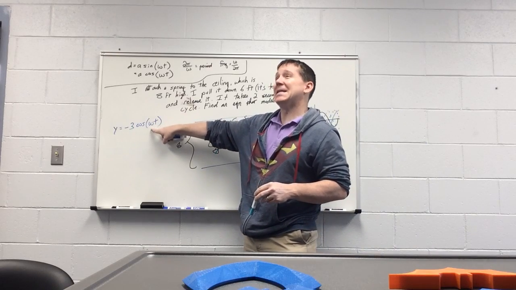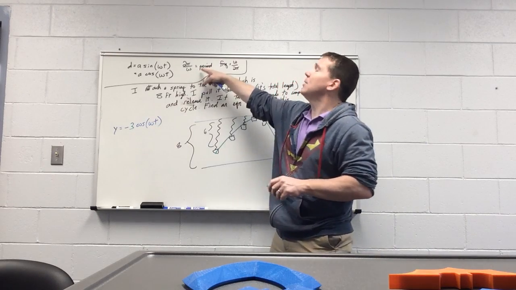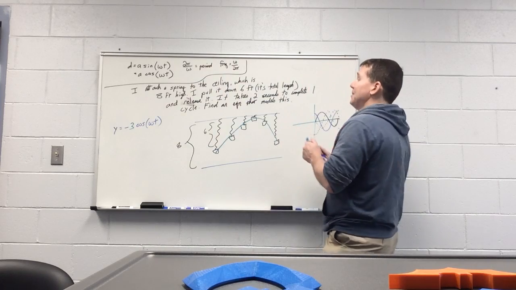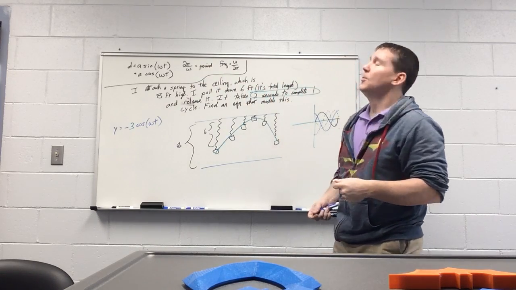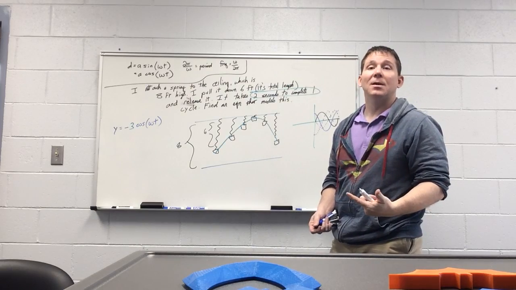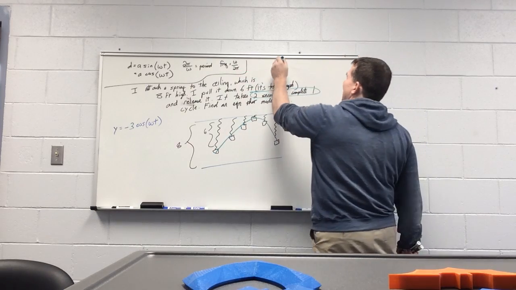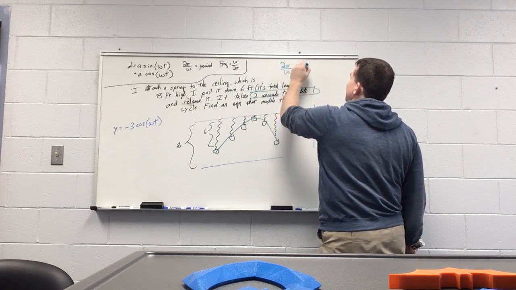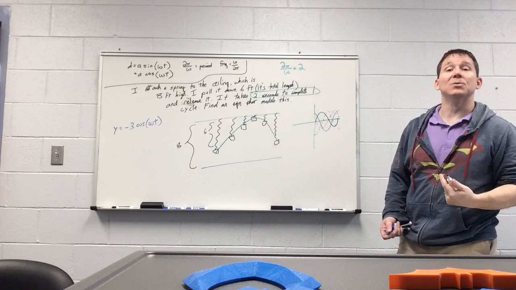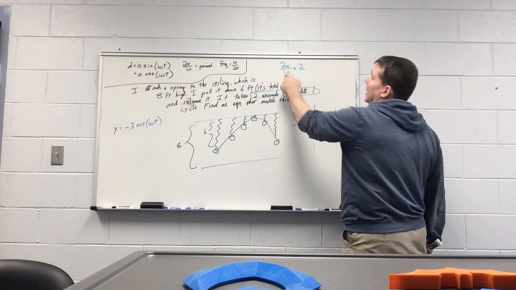Omega is the thing I use up here to get my period. I'm told it takes 2 seconds to complete 1 cycle, which means my period is 2. So now we just backwards engineer this. 2 pi over omega has to equal my period, which is 2. Now just solve for omega.